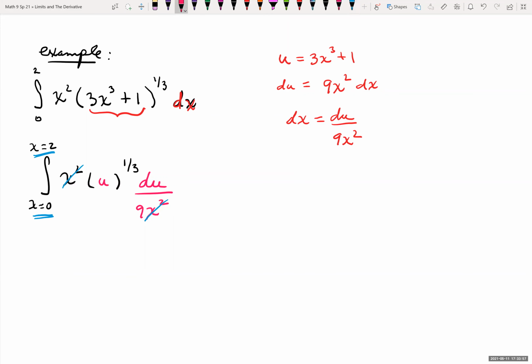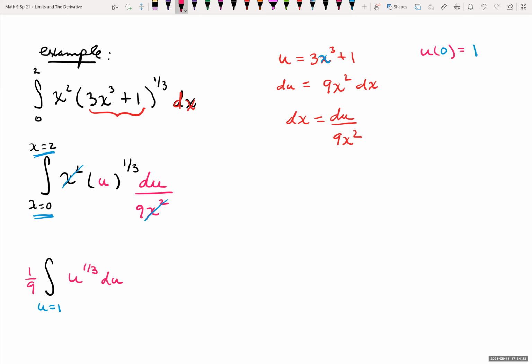So let's look at u of 0. So u of 0 is equal to, plugging in 0 wherever we see an x, we get 0 cubed, which is 0 times 3 is 0 plus 1 is 1. So now we have the integral where u is equal to 1 of this. Let's pull our 1/9 out, 1/9 of our integral, u to the 1/3 du.